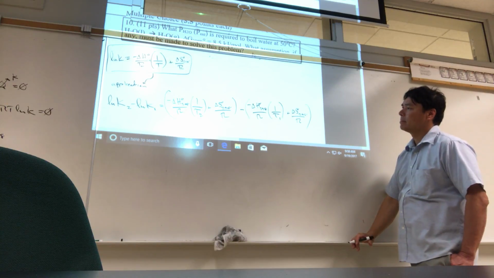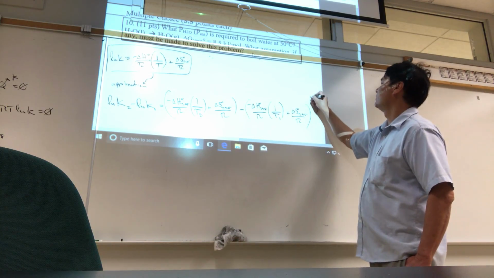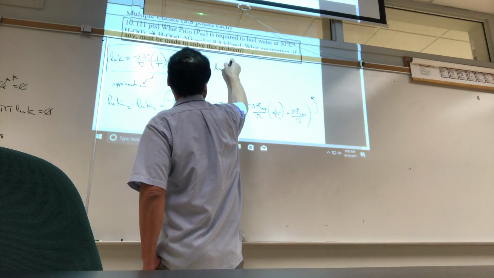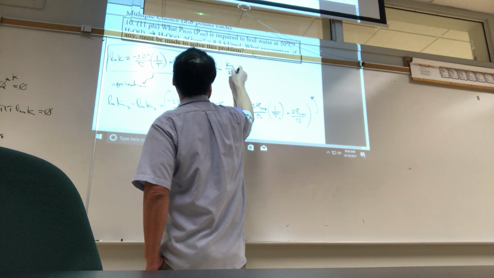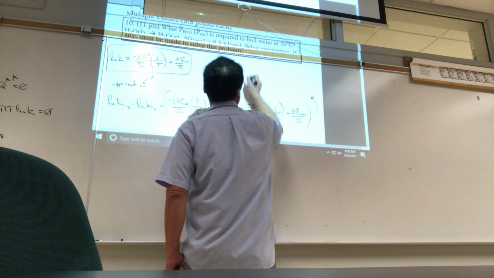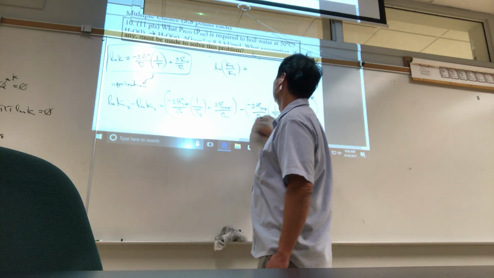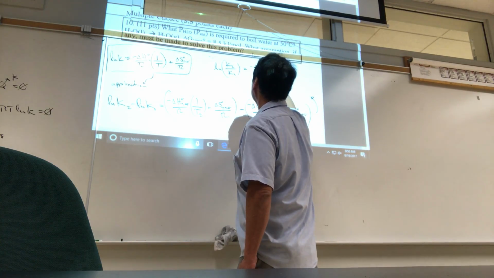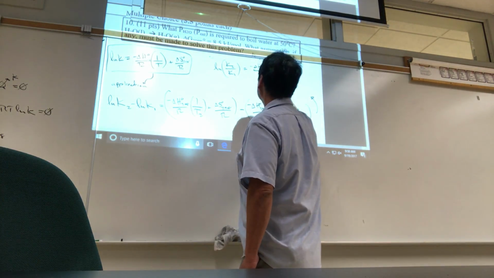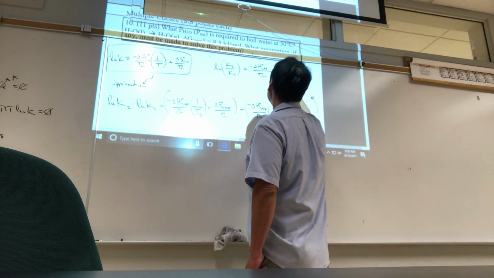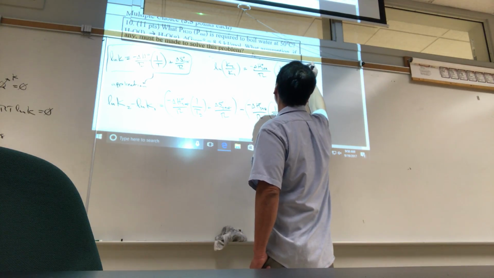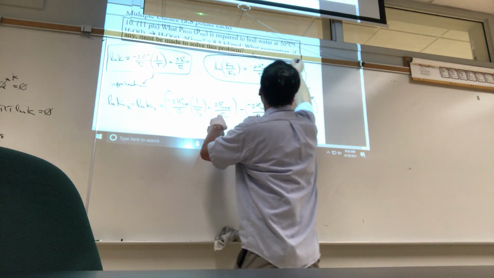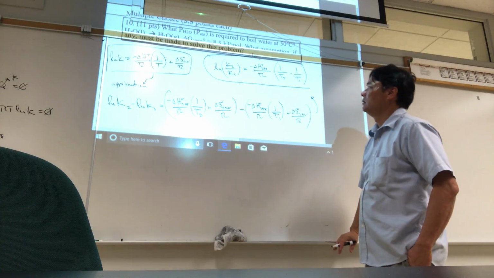And then I'm going to use the property of logs. Ln of K2 minus ln of K1 is ln of K2 divided by K1. And then that gives me this. So I'm going to simplify this by factoring out the delta H naught at 298 over R, 1 over T2 minus 1 over T1. And then the delta S part cancels out of there.